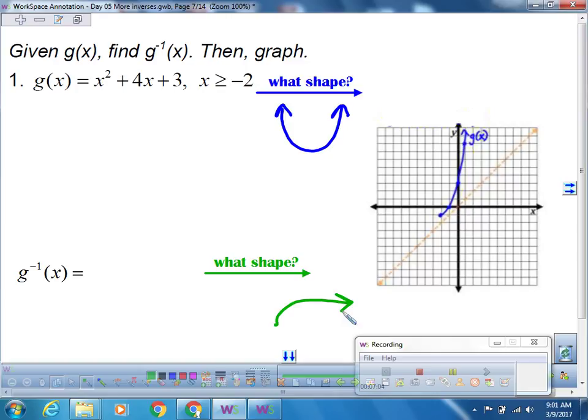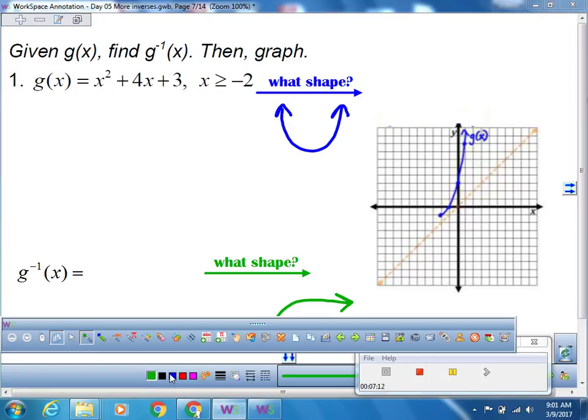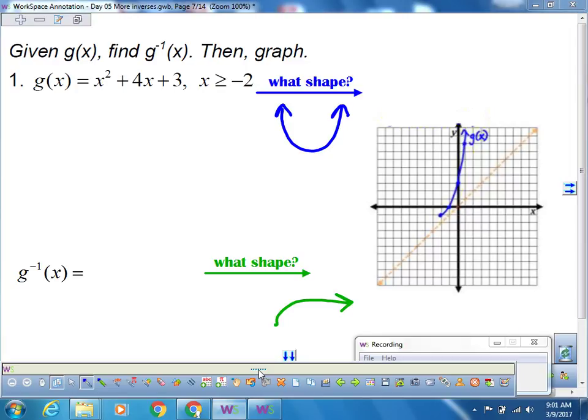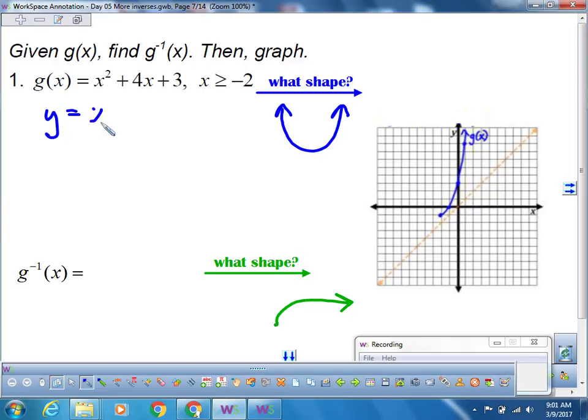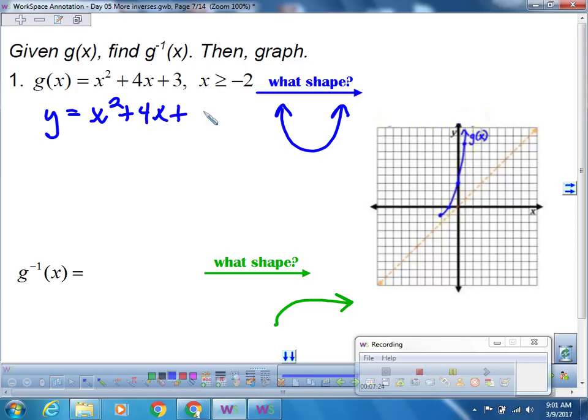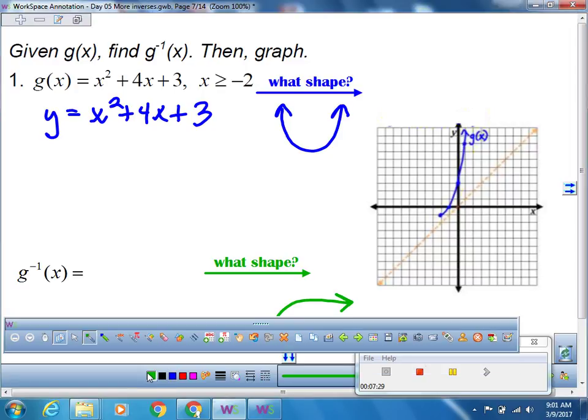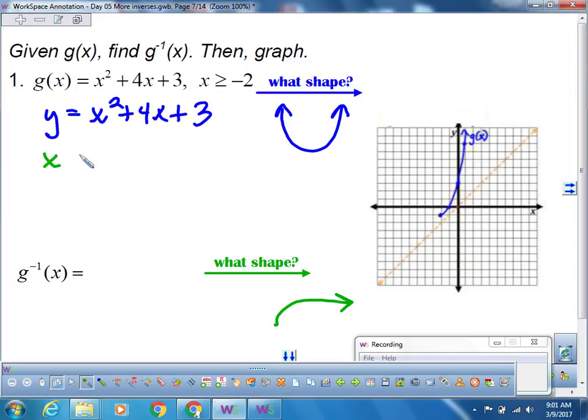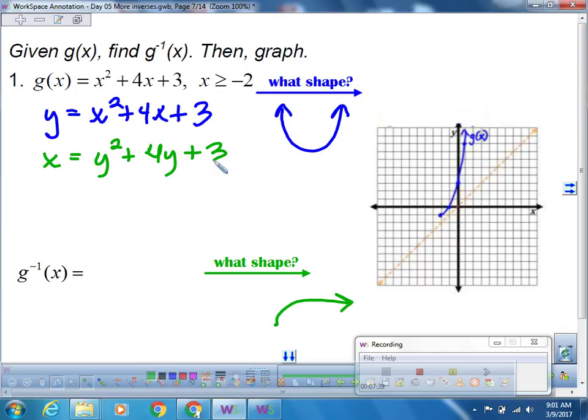So the best way to do this is we're going to switch x and y. So we've got y equals x squared plus 4x plus 3. I'm going to switch x and y. So now I have x equals y squared plus 4y plus 3. Now what do we do? Subtract the 3 from the other side. So now I have x minus 3 equals y squared plus 4y.